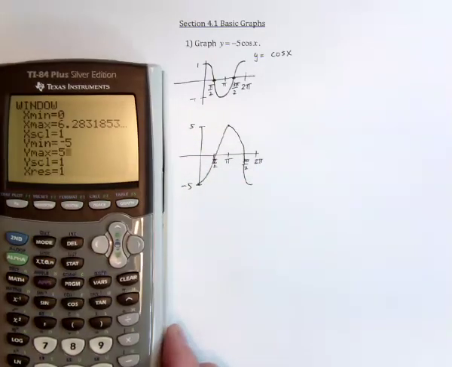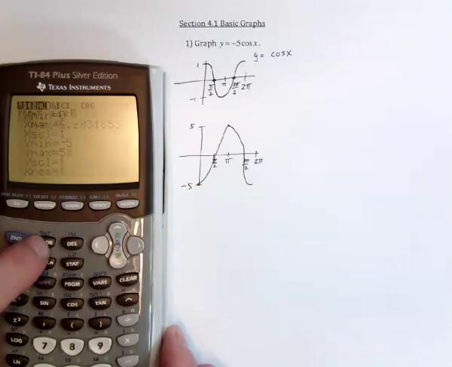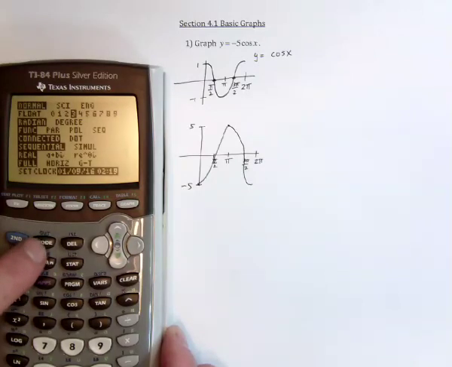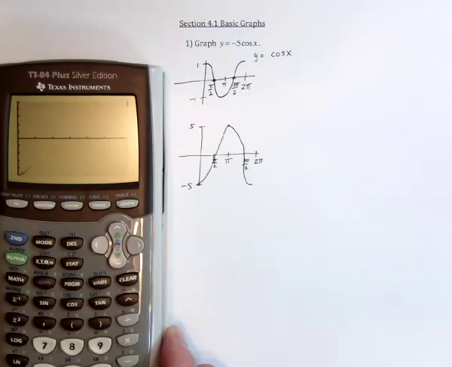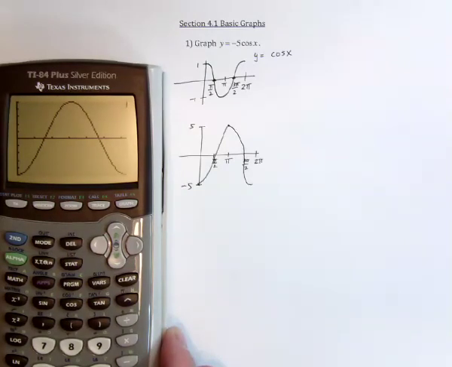One last thing to check before graphing it: is it in radians mode? Yes. Alright, then graph. And there's one cycle of cosine inverted.